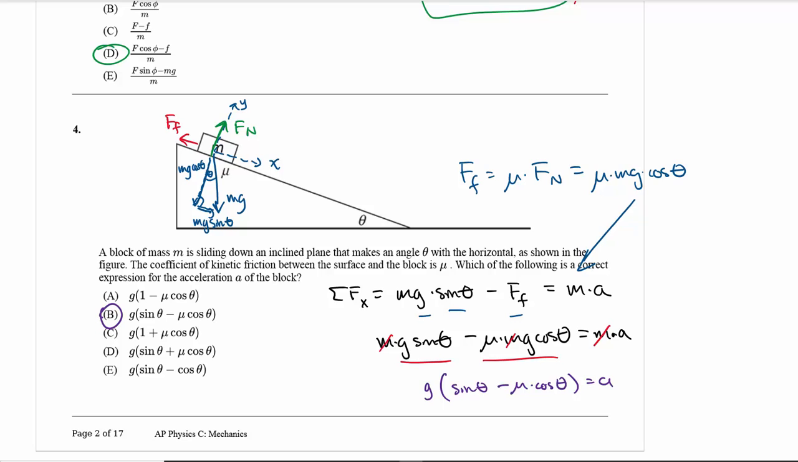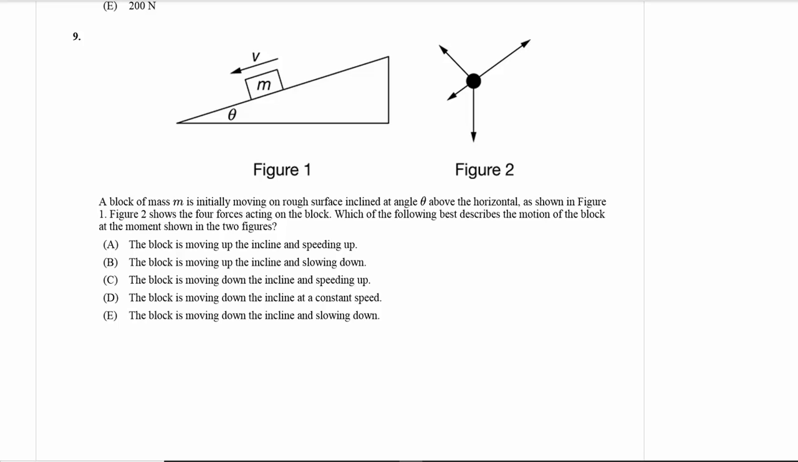All right, we're going to make a hard jump to number 9. I'm going to pause it. All right, here we are. We magically arrived at problem number 9.